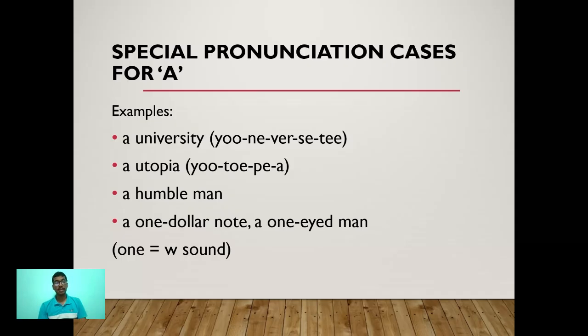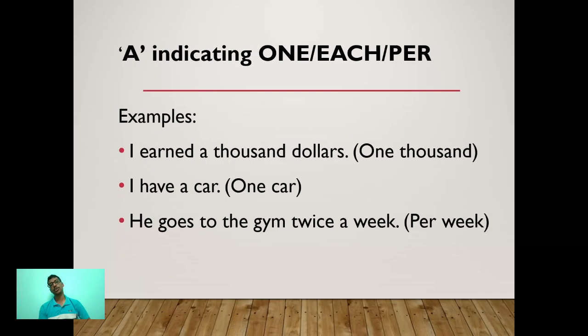Please be aware of the pronunciation of the words. This indefinite article a is indicating one. It indicates singular. Simply to say, this a indicates one, each, or per. See the examples that we have. I earned $1,000. Here, $1,000 speaks about the amount which I have earned. The next example, I have a car. Here, a car speaks about one car.